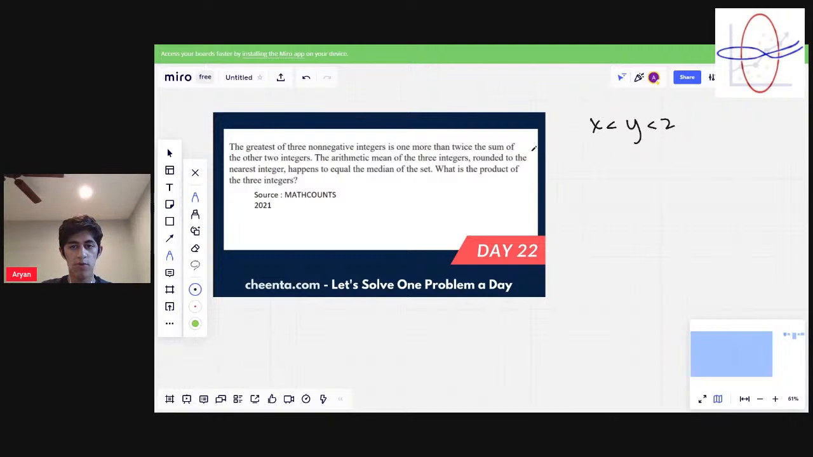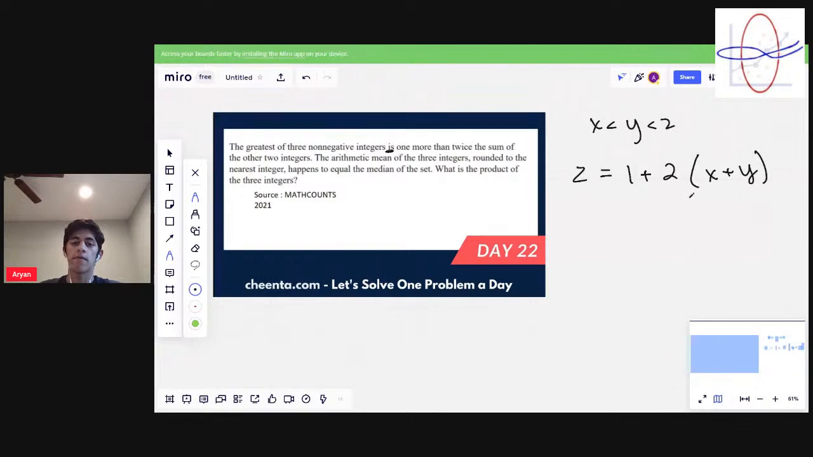So we have a couple sentences here that we want to convert from words to numbers to equations. The first is the greatest of the three non-negative integers, which is z, is equal to, 1 more than, which is just 1 plus, 2 times the sum of the other two. So we have z equals 1 more than twice the sum of x plus y.